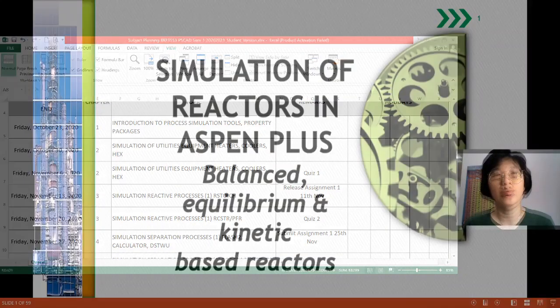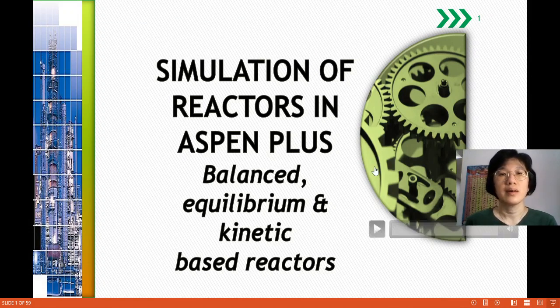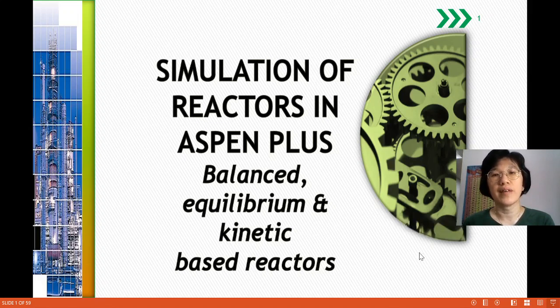Then we move to the slides today, on the simulation of reactor using the model in Aspen Plus. There are 3 types of reactor model under Aspen Plus. They are balance-based reactor, equilibrium-based reactor, and also kinetic-based reactor.